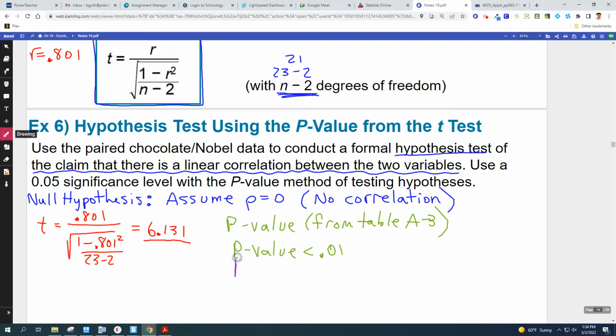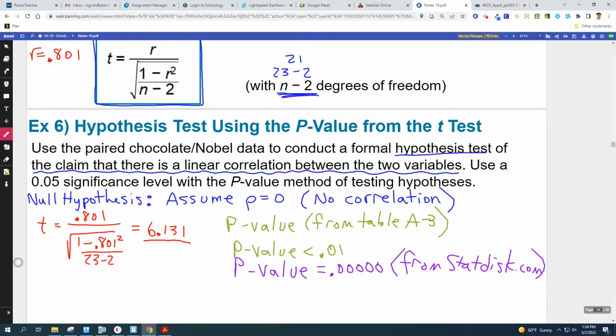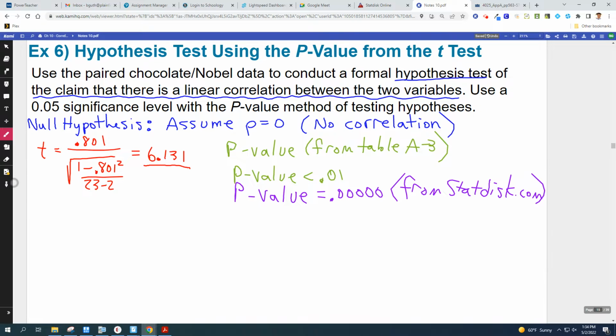So p-value equals 0.00000, and that was from statdisk.com. Okay, so what's that tell us? Who cares? What's that mean?